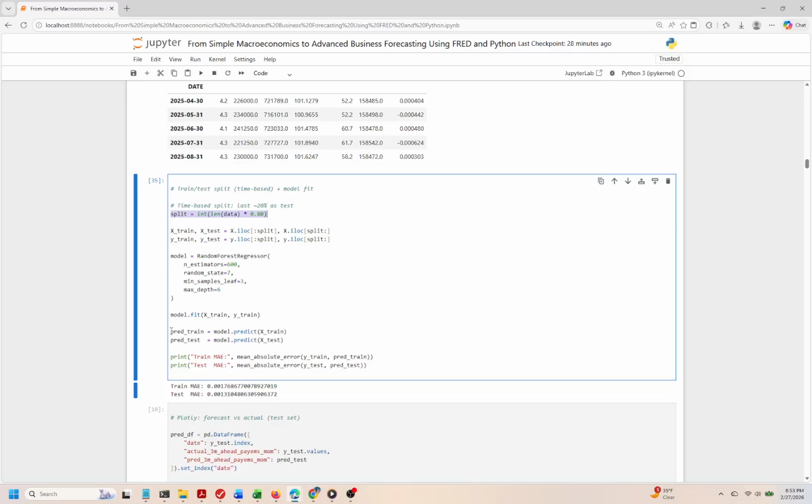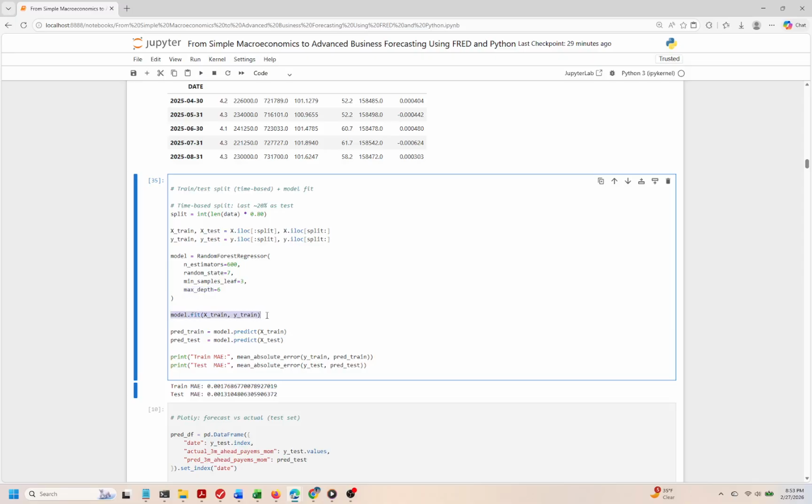Next, we separate our features and target variables. The training dataset containing 80% of the data is used to fit our model, while the testing dataset consists of the most recent 20%, allowing us to assess the model's performance based on how well it predicts this unseen data. We then create a random forest regressor model, specifying several parameters, such as the number of estimators, which is set to 600 for robust performance, and constraints on tree depth and minimum samples per leaf to prevent overfitting. By fitting the model to our training data, we're teaching it to recognize patterns and make predictions.